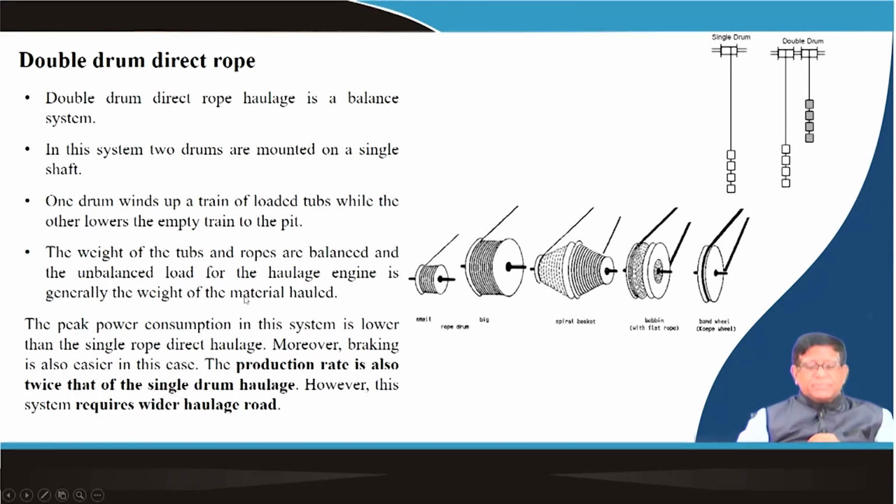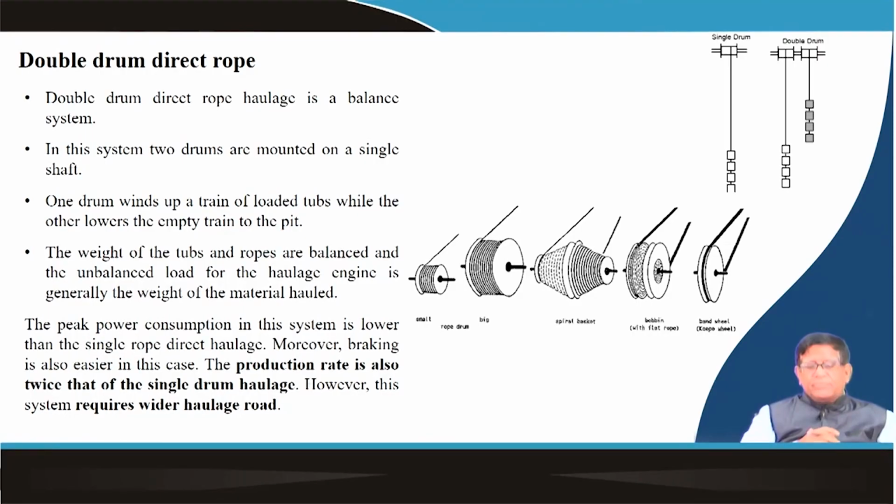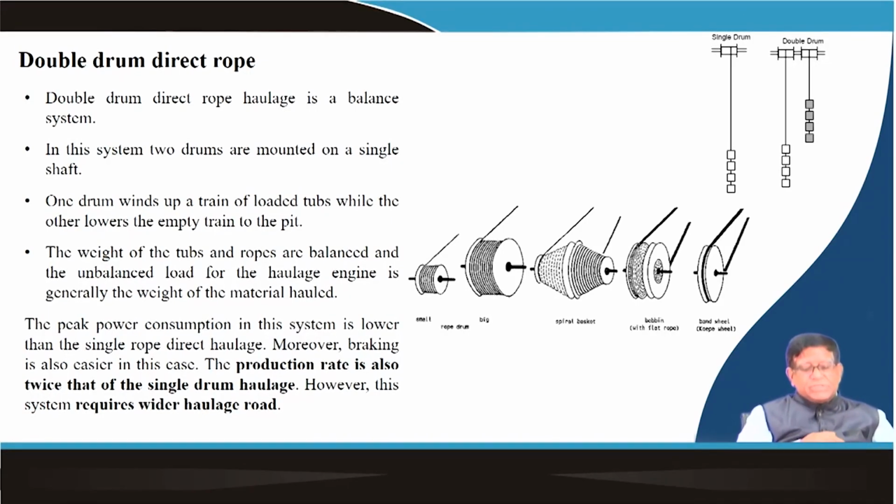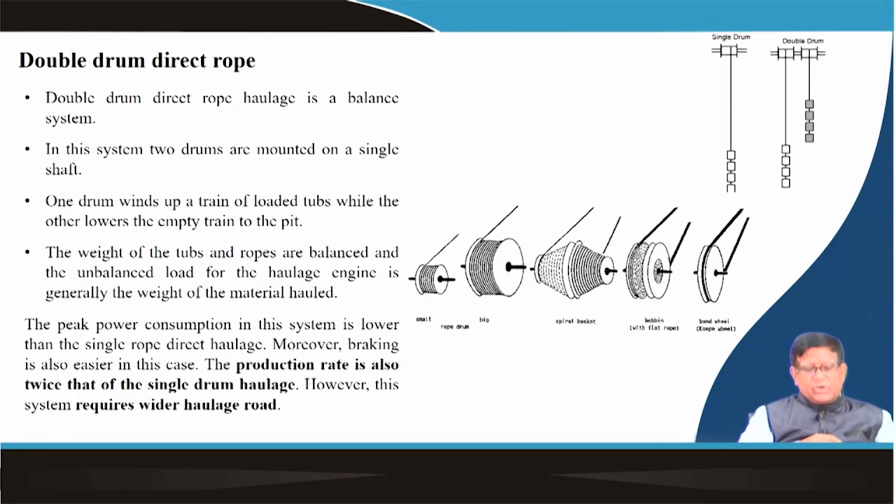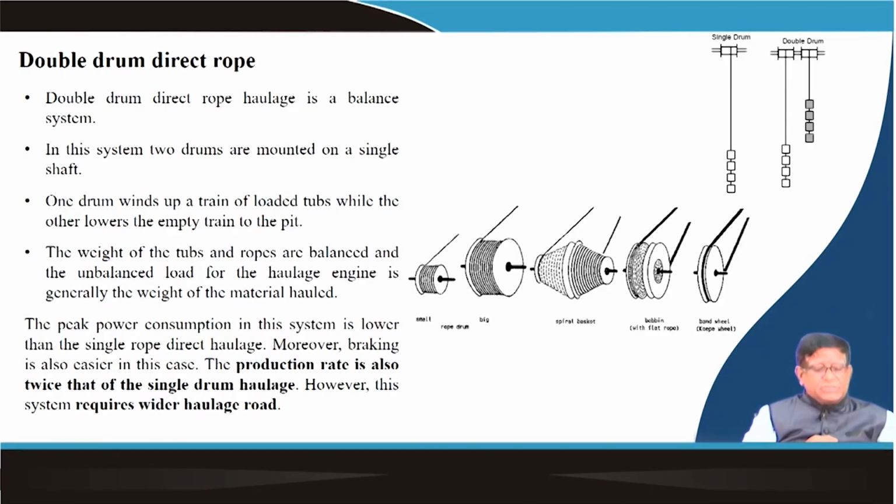The weight of the tubs and the ropes are balanced, and the unbalanced load for the haulage engine is generally the weight of the material hauled. That much only is the power which will be required. The peak power consumption in this system is lower than the single rope direct haulage. Moreover, braking is also easier in this case. The production rate is also twice that of the single drum haulage.